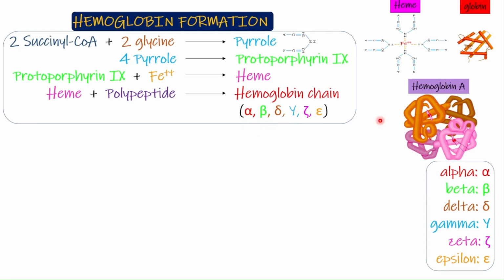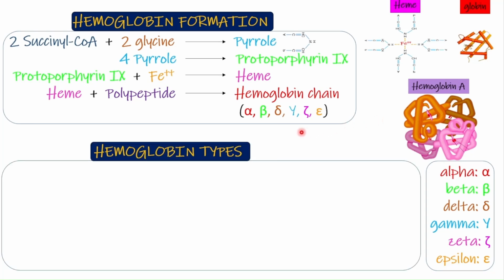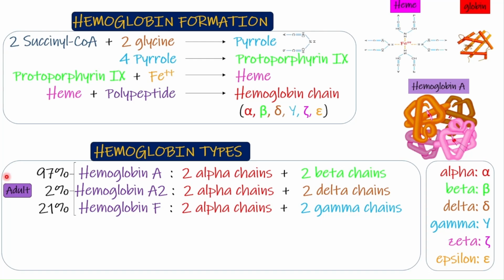Now let's discuss in detail the different types of hemoglobin molecules. In adults, there are 3 types of hemoglobin: hemoglobin A, hemoglobin A2, and hemoglobin F. The most common is hemoglobin A, which is 97%, then hemoglobin A2, which is 2%, and then hemoglobin F, which can vary in different conditions. Hemoglobin A is the most commonly found hemoglobin inside the body.